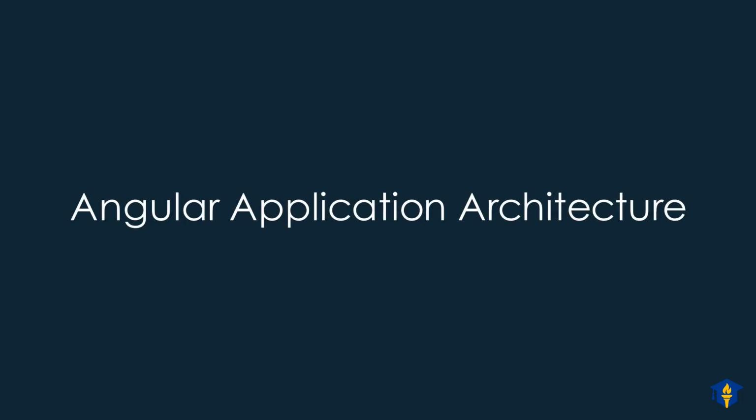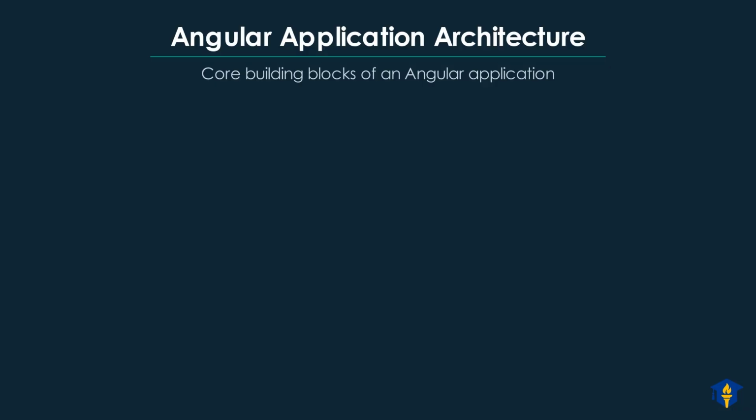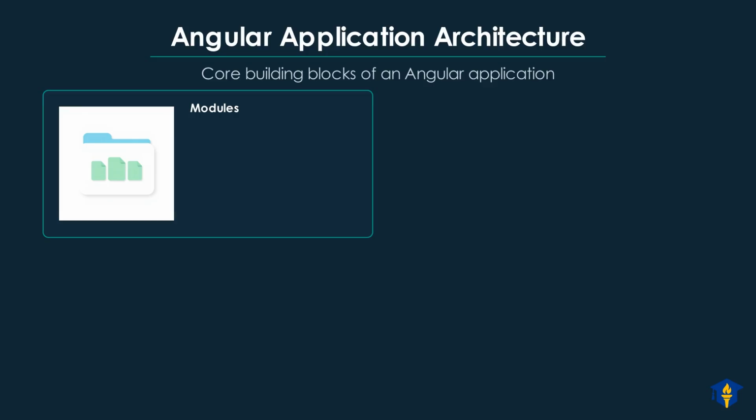Let us delve into the fundamental architecture of an Angular application. We will cover the core building blocks that make up every Angular project. First, we have modules, which are essential for organizing your application. Modules define logical parts of your application, grouping related components and services. They help organize cohesive code, promoting better structure and maintainability.